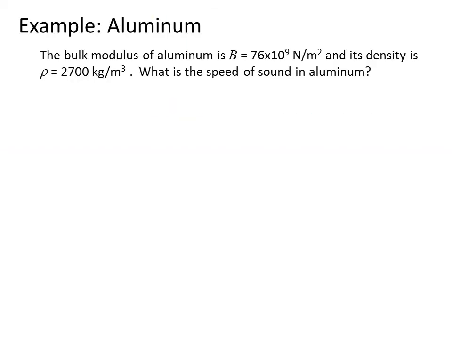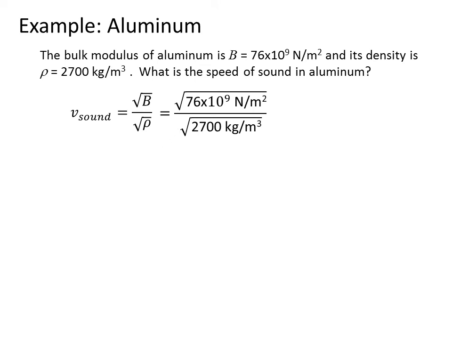Let's look at an example. Let's look at aluminum. The bulk modulus of aluminum is equal to 76 times 10 to the 9th newtons per meter squared, and its density is 2,700 kilograms per meter cubed. So what is the speed of sound in aluminum? Well, we can use our formula, taking the square root of B divided by rho. That's the square root of 76 times 10 to the 9th newtons per meter squared divided by 2,700 kilograms per meter cubed. And that gives us 5,300 meters per second.